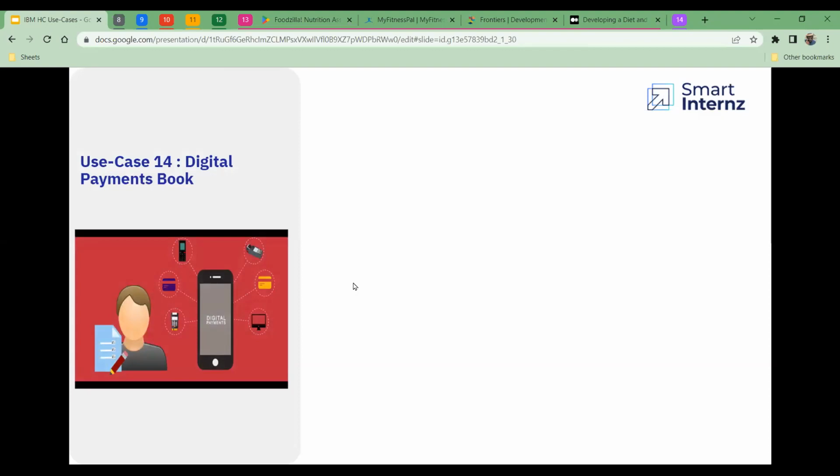Okay, so that's about use case number 13. So let's go into use case number 14, that's the digital payments book. I think most of you know this: when you are visiting a shop regularly.